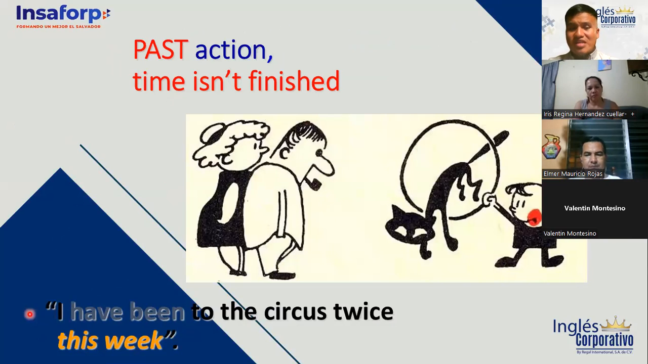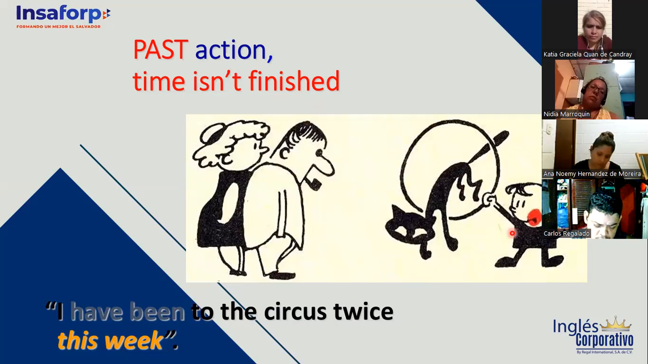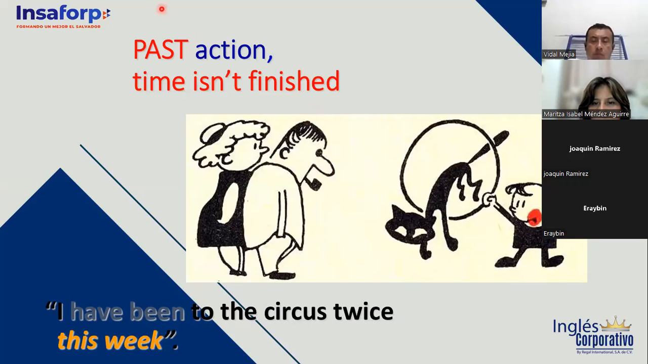We have the example that says, I have been to the circus twice this week. We're obviously talking about a past action, but this past action isn't finished. Why do you think that we say that isn't finished? Does any one of you have any idea why do we say that this action isn't finished yet? Maybe because he's talking about this week, but it is not telling us that this week is already finished.